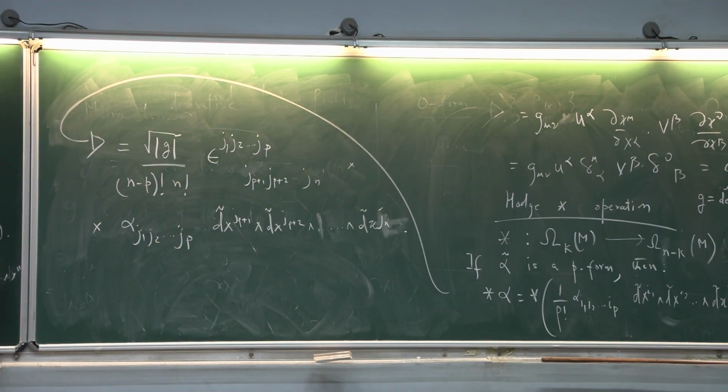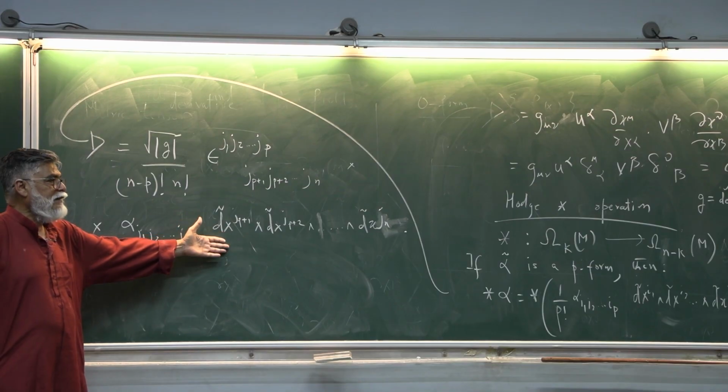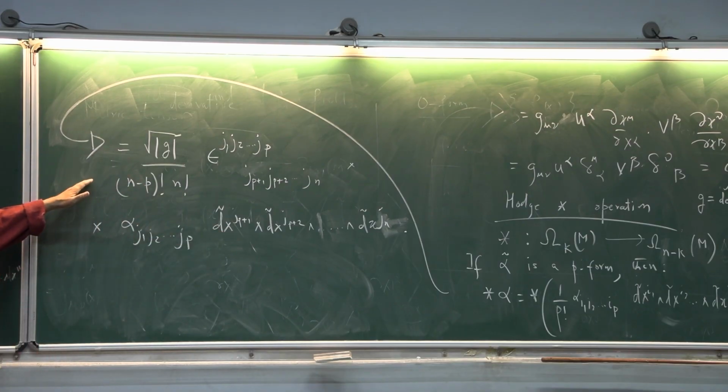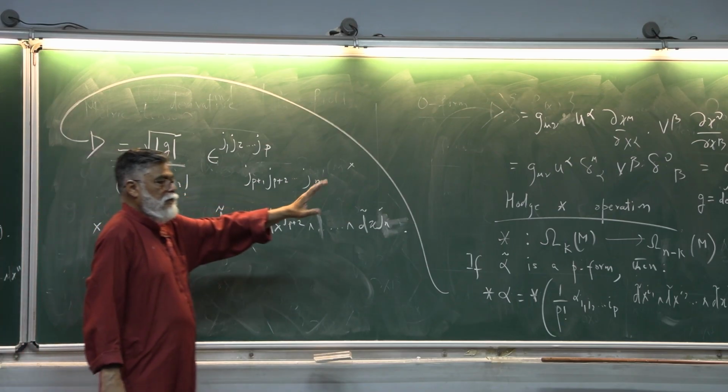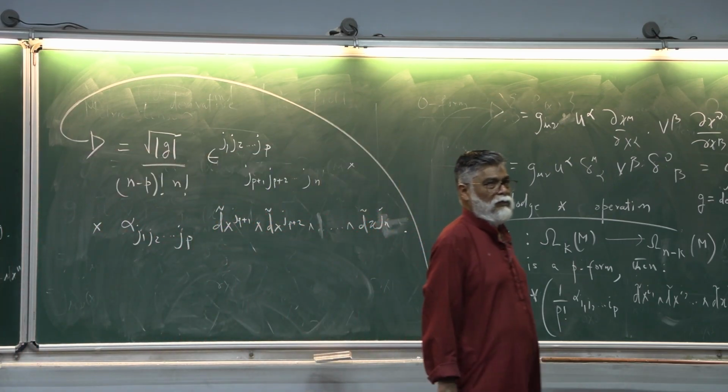And it is obvious that this is an n minus p form. So the Hodge star operation takes a p form to an n minus p form. From here, you can easily see that the Hodge star operation of a 0 form is simply the n form. In other words, the Hodge star duality maps n form to 0 form, and in general, of course, p form to n minus p form.